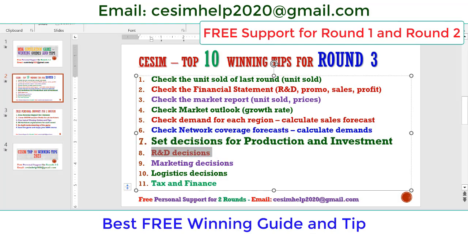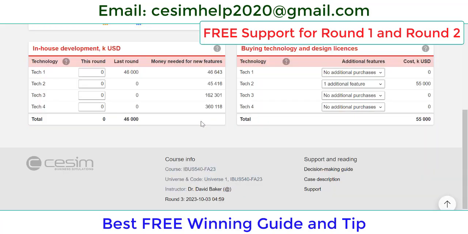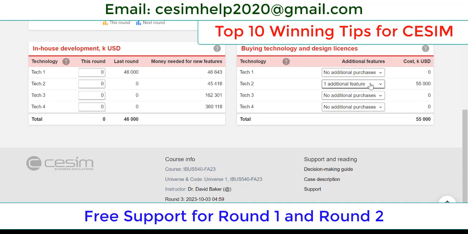So the R&D decision is quite simple. We look at that. For R&D in this round, we add one feature for Tech 2. We will jump into Tech 3 and Tech 4 next round. So we don't focus too much on this. It's quite early, and it costs too much.